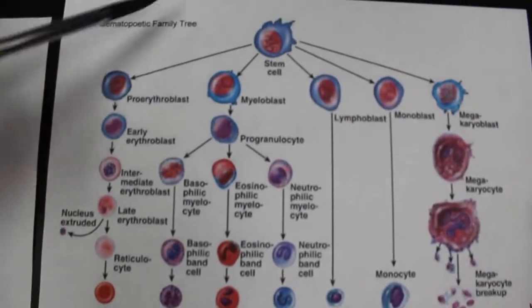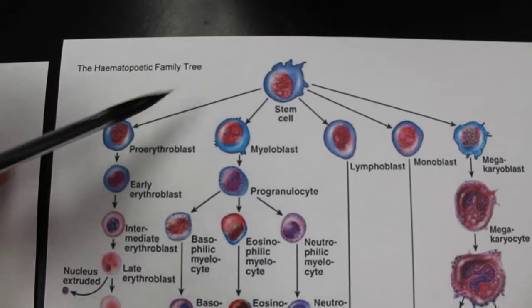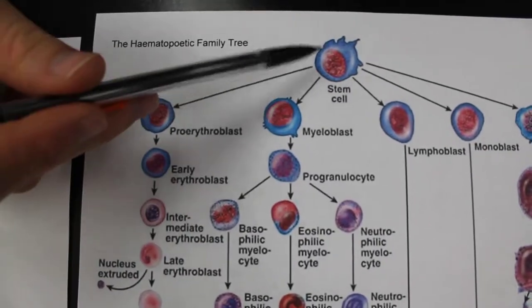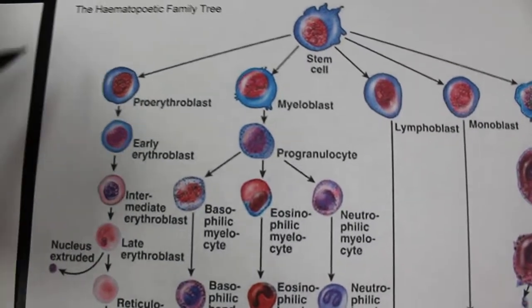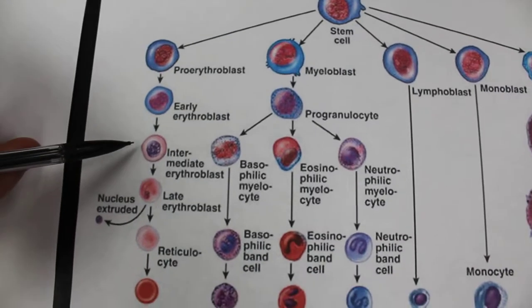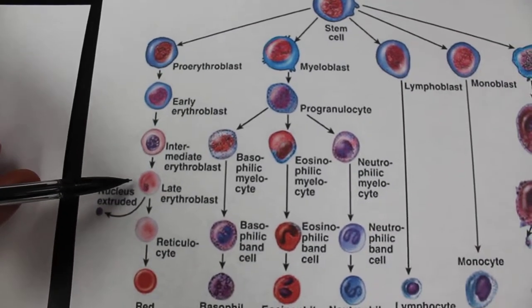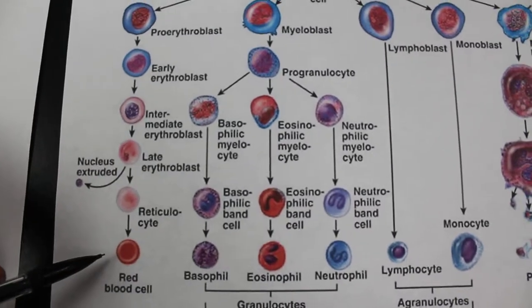So I'm going to start from one side and I'm going to work my way over. So I'm going to start with the red blood cells. So our stem cell becomes our proerythroblast, and then that will lead us to our early erythroblasts, then to our intermediate, and then to our late erythroblasts, and then to our reticulocytes, and then to our red blood cells.